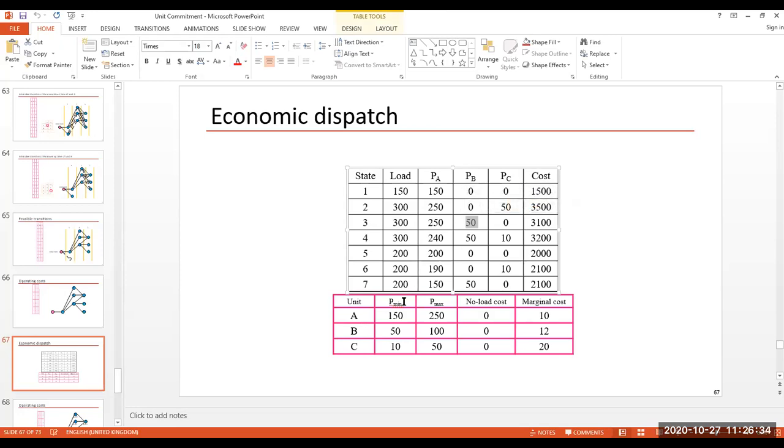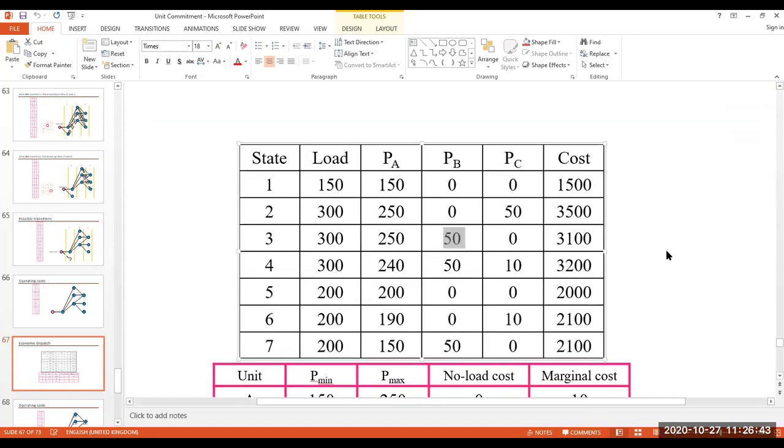However, let's say, for example, the minimum of B were 70. What would you have done in that case? How would you distribute the demand? Anyone?